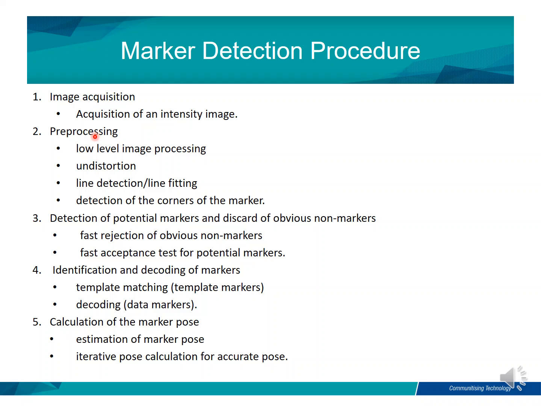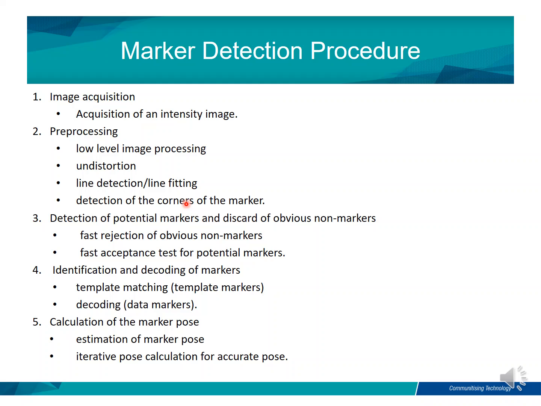Under this pre-processing procedure, it will involve low-level image processing and distortion correction, and then we will perform line detection and line fitting. We detect the lines and fit the lines, and then we also perform detection of the corners of the markers, trying to find the four corners of the markers.